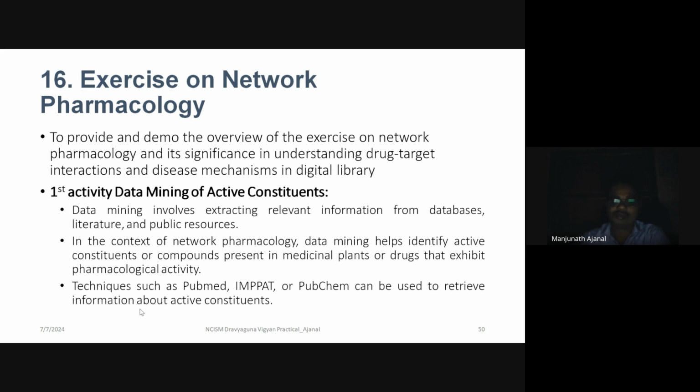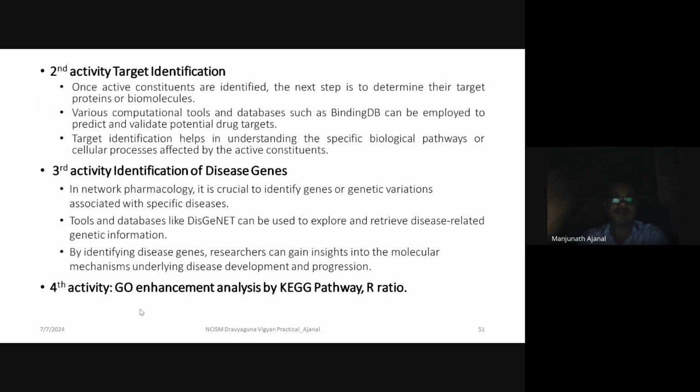With those active constituents, they can then identify the targets of those particular chemicals. Once the active constituents are identified, the next step is to determine their target proteins and biomolecules. Various computational tools or databases such as BindingDB can help with the identification of the targets, and target identification helps in understanding the specific biological pathways.